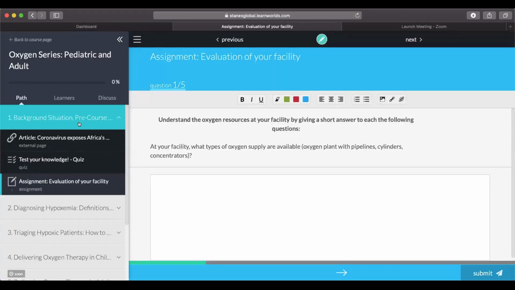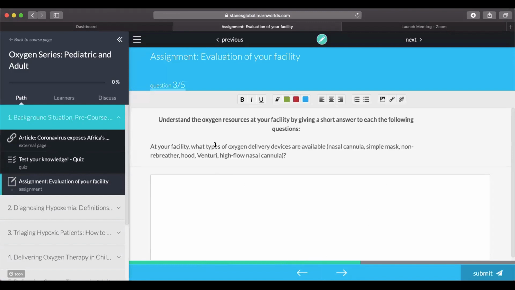Okay, so you can use this evaluation form to become familiar with your own setting. So at your facility, what types of oxygen supply are available? Is it oxygen plants with pipelines, cylinders, or concentrators? At your facility, how do clinicians detect low levels of oxygen? Is it clinically, pulse oximetry, or arterial blood gas analysis?